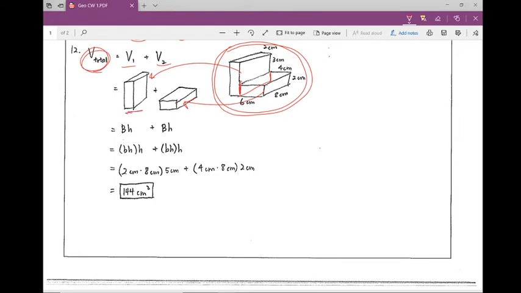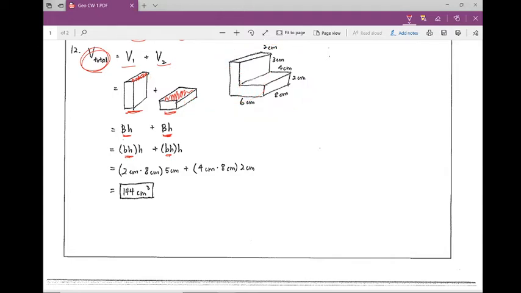So it's a rectangular prism. So the formula is going to be base times height, rectangular prism. So overall base times height. The base itself is going to be a rectangle, so that's base times height. The base also is a rectangle, so base times height. Plug in the information and then you're done.